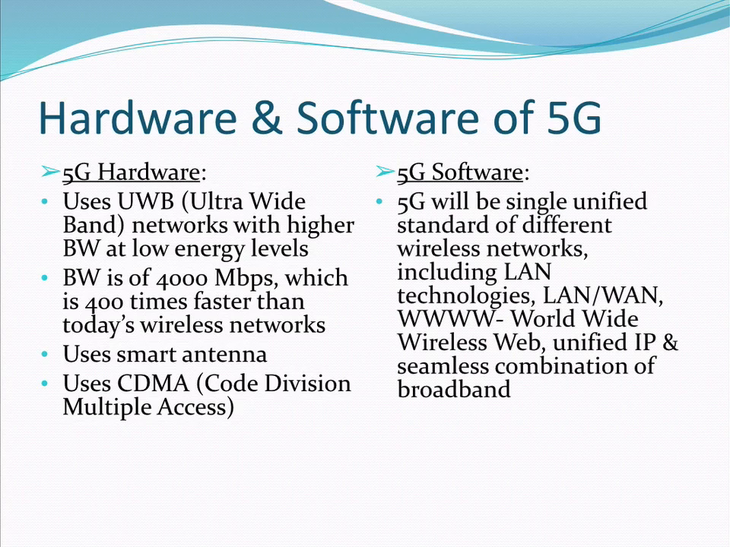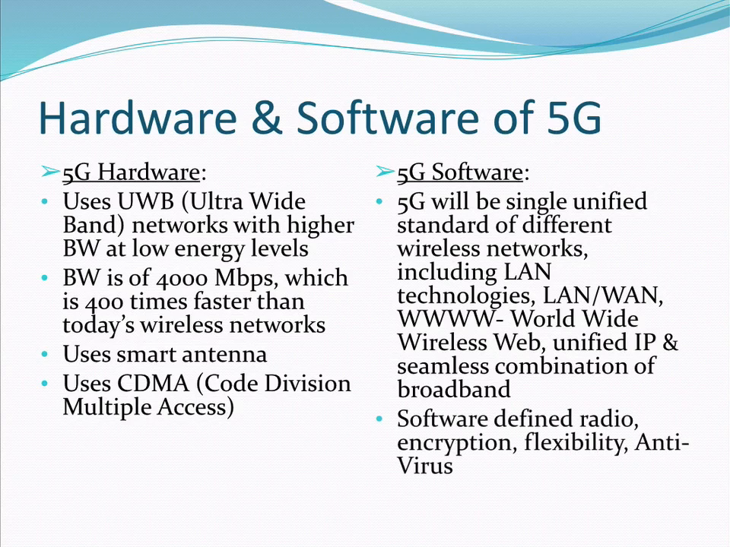5G will be a single unified standard for different wireless networks, including both LAN and WAN technologies, worldwide wireless web, a unified IP, and a seamless combination of broadband. The 5G technology is a combination of LAN and WAN. LAN is a local area network, WAN is a wide area network, and WWW is the worldwide wireless web, and it has a unified IP that we have seen, IPv6, and a seamless combination of broadband.